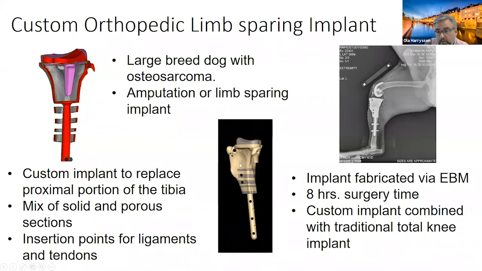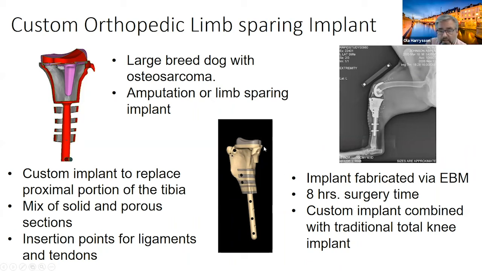Since we're removing one side of the knee joint, we actually have to put in a knee implant. This is an off-the-shelf knee implant that exists for dogs that we then combined with our custom designed limb-sparing implant. And since you're removing such a large portion of the bone, you lose all your insertion points for your ligaments and tendons. To get a fully functional knee joint, we had to create insertion points so that we could reattach all the ligaments and tendons to the implant itself. This time it was fabricated with an Electron Beam Melting machine, which is also a metal 3D printer, out of titanium.